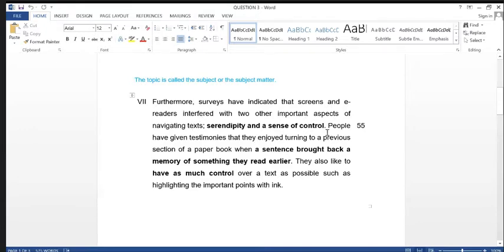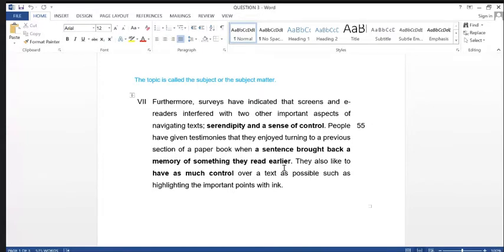Okay, perhaps. Okay, we haven't finished reading. People have given testimony that they enjoyed turning to a previous section of the book when a sentence brought back a memory of something they read earlier. Navigating, I think everybody knows the word navigating, to move from one page to another in this context. So they say that they enjoyed turning to a previous section of the paper book that they have read earlier when the sentence they are reading at that particular point brought back a memory of something they have read earlier.